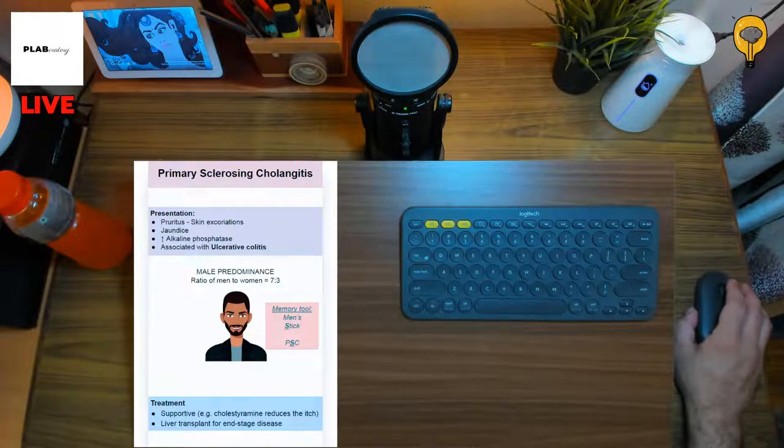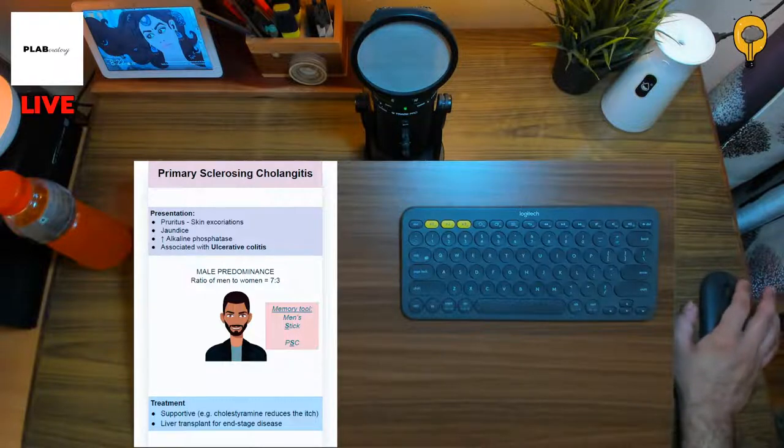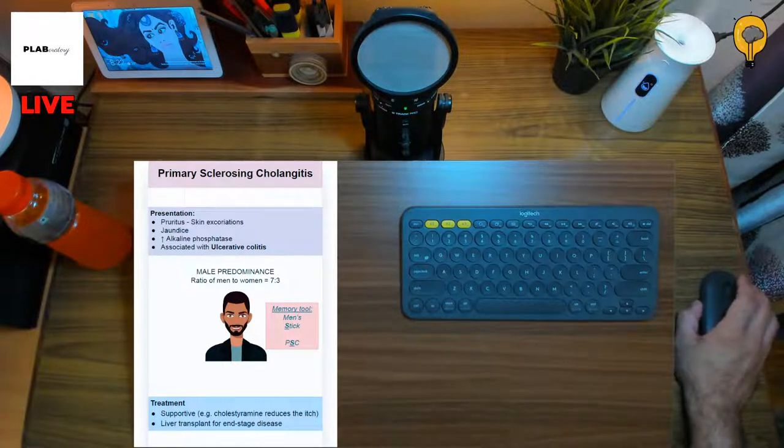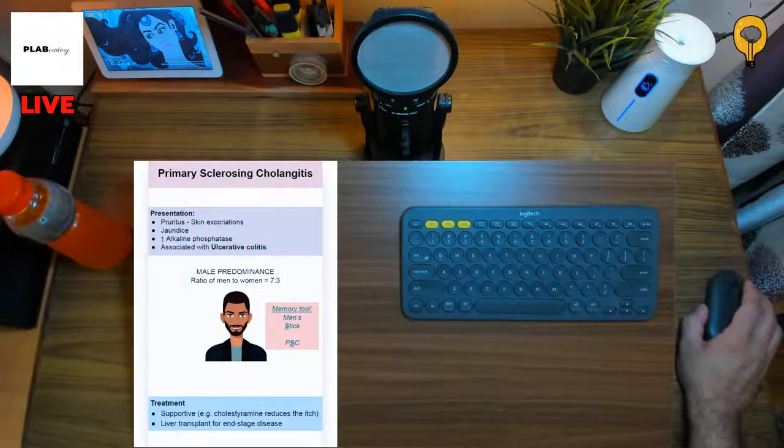So the answer here is neutrophil count from the ascitic fluid aspirate. That should be done. More than 250 is sufficient to start antibiotics like cefotaxime.